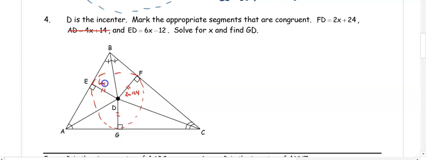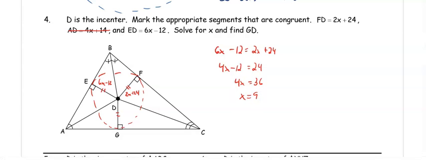And ED is 6x minus 12. So we can set those equal. 6x minus 12 is equal to 2x plus 24. So as we solve, 4x minus 12 is equal to 24. We can add 12 to both sides. 4x equals 36. When we divide, x is 9.